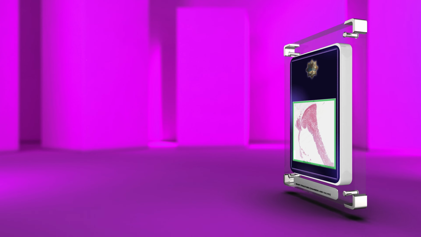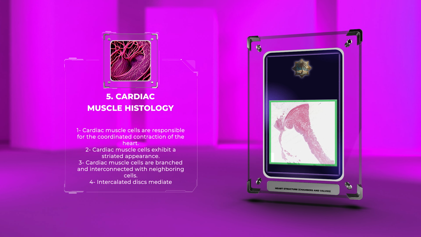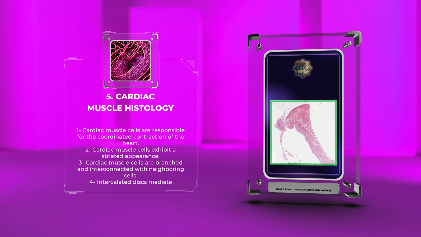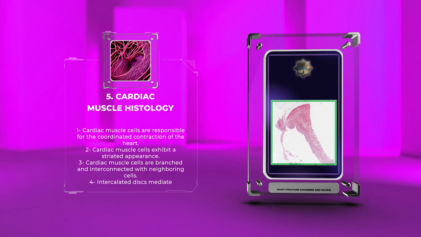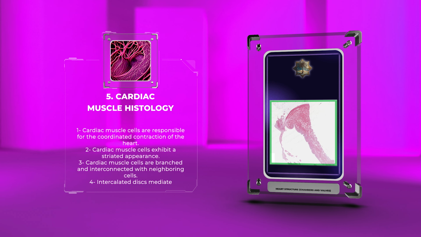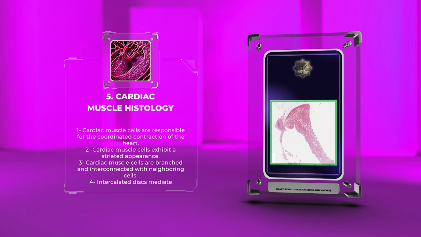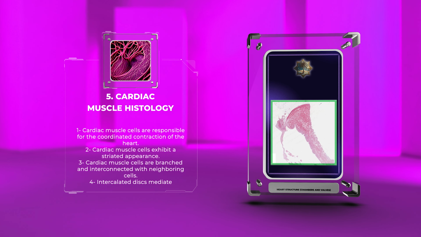Now, let's explore the histology of cardiac muscle tissue. Cardiac muscle cells, also known as cardiomyocytes, are responsible for the coordinated contraction of the heart. Microscopically, cardiac muscle cells exhibit a striated appearance due to the arrangement of contractile proteins within their cytoplasm. These cells are branched, forming interconnections with neighboring cells to ensure synchronized contraction.